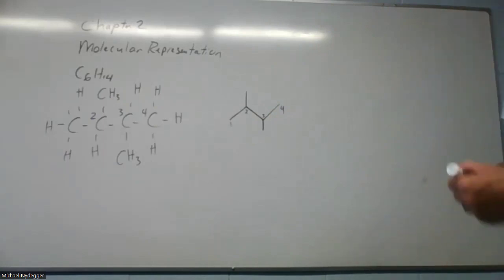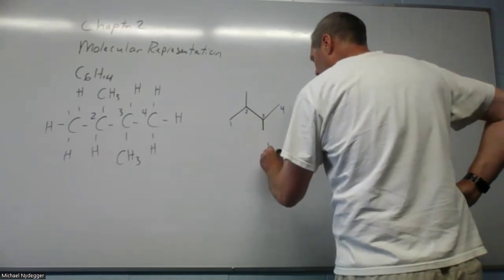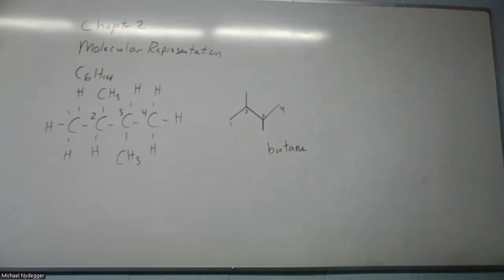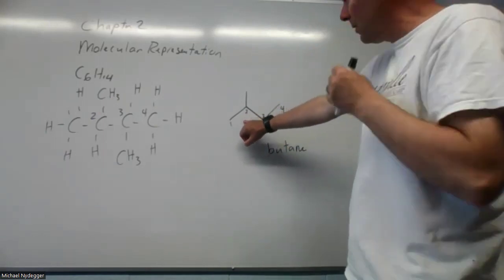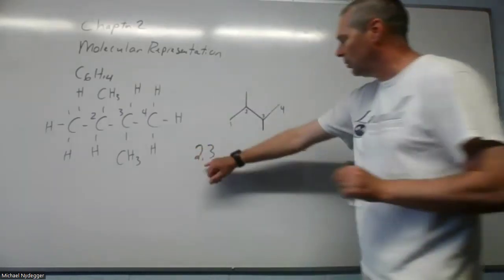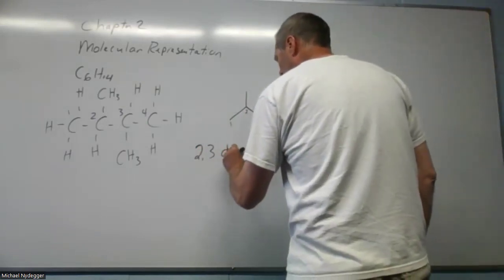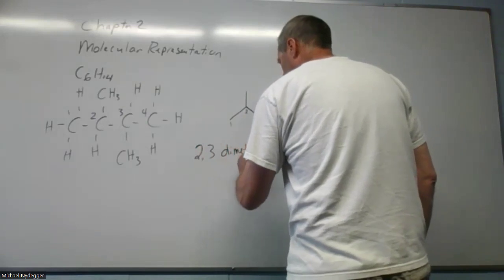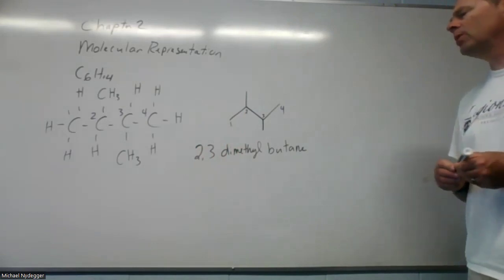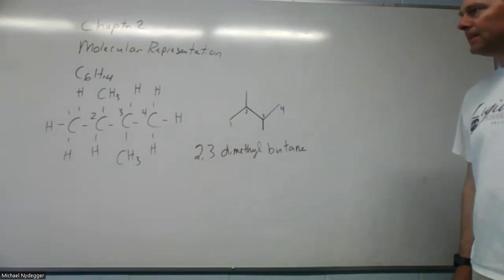And if we were to name this, the four carbon chain is butane. And notice that we have these methyl groups coming off of carbon 2 and 3. So we'd write 2, 3, the location of those methyl groups. It'd be 2,3-dimethylbutane is how you would name that molecule. And we'll go more into the naming of these compounds.